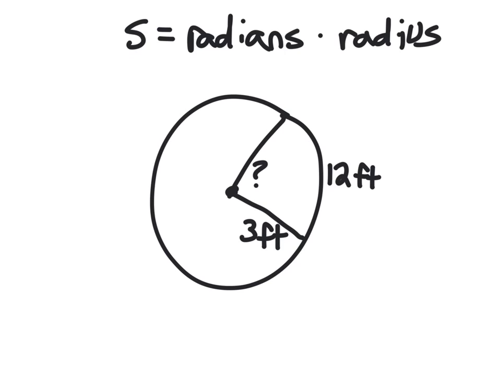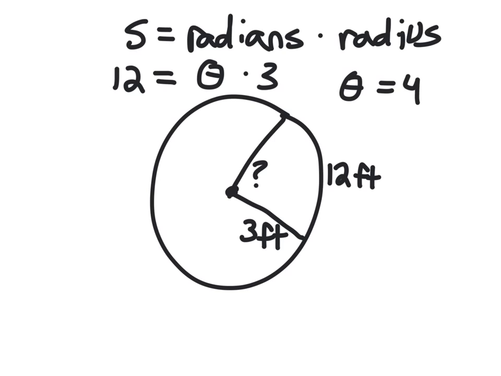In this case, our new formula is going to save us a lot of time. Check it out. Just substitute 12 for your arc length. We'll leave the radian measure there. We don't know that yet, it is our unknown. And then our radius is 3 feet. Can you see now how many radians we're talking about? 3 times 4 is 12. So the radian measure of our angle is 4.